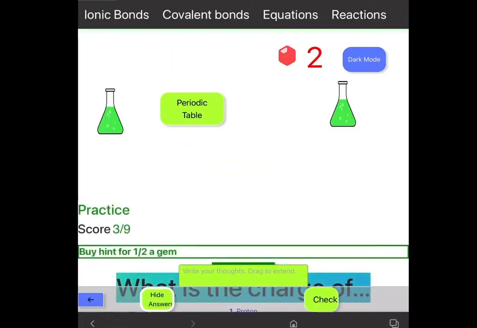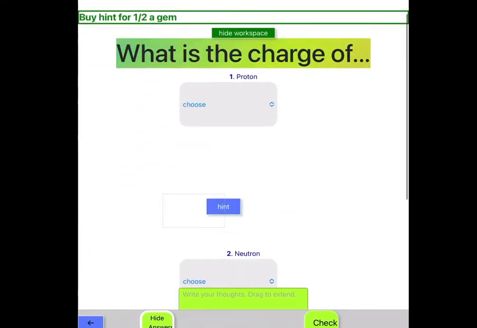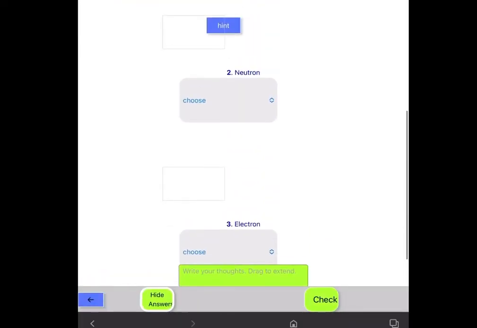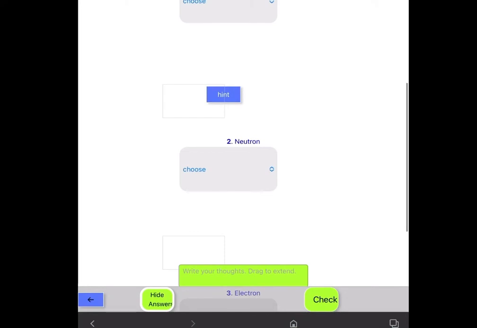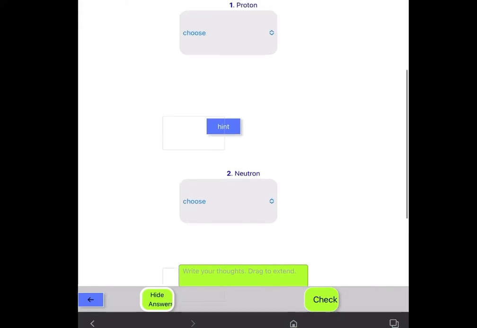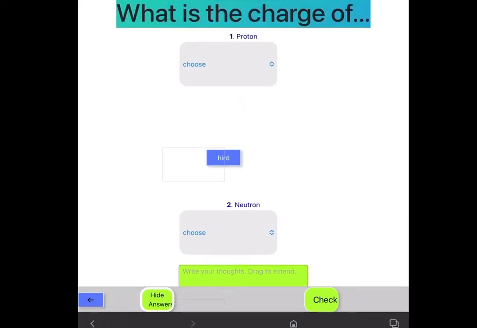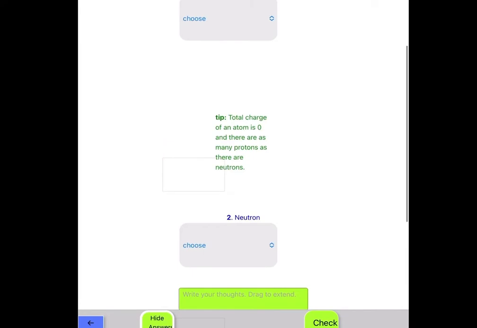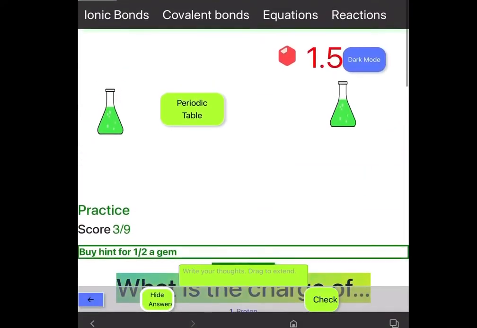So I'm not going to do the entire quiz for you, but you can follow along with your own app, with the link in the description or the comments. So if you want a hint, you can press this hint button right here, and it'll give you a hint. Although it does cost 0.5 gems, and your gem count is up here. Everyone starts with 2 gems, so that costs us 0.5 gems.